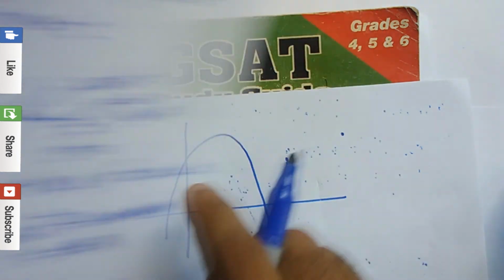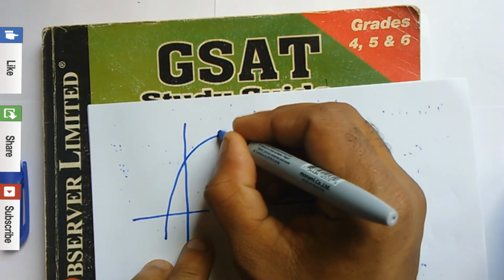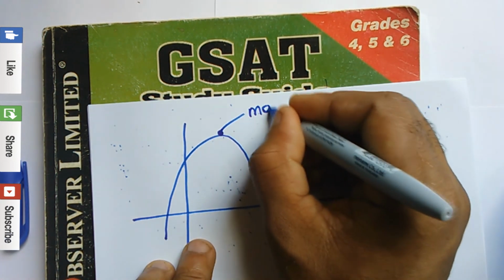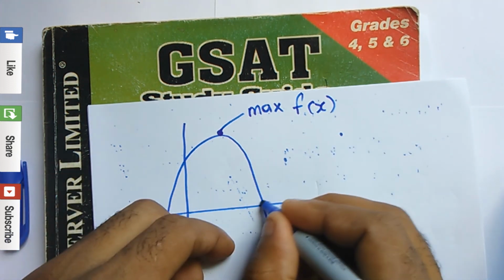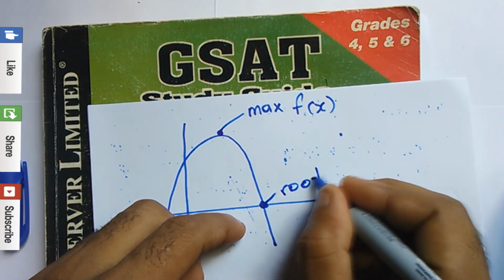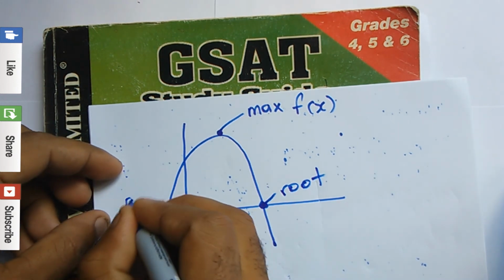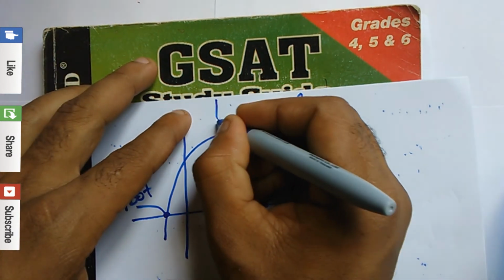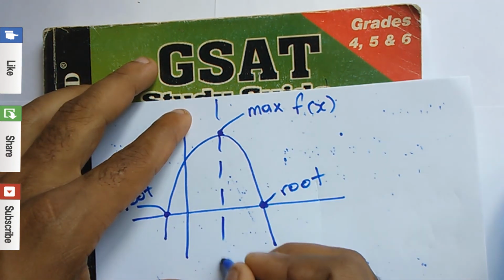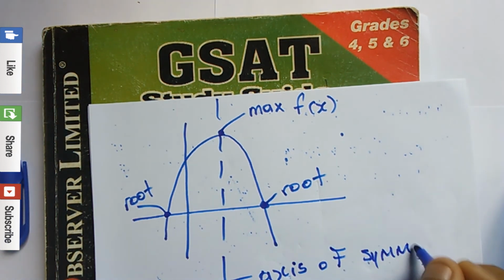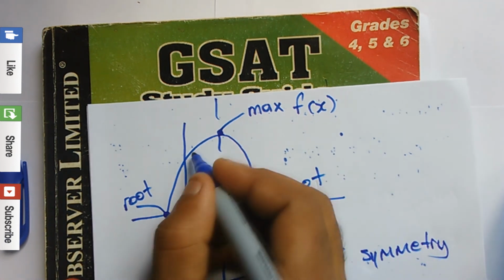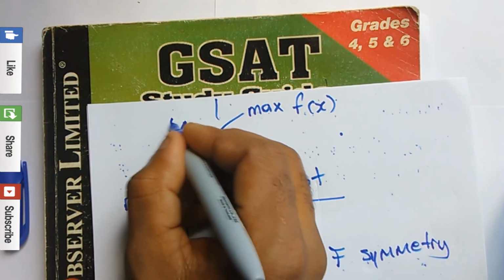So remember, with this graph, we would have a minimum point down here. With this one, it would have a maximum point right here. That would be a max point for f of x. Right here would be a root. Right here would be another root. Down here would be the axis of symmetry. Right here would be the y-intercept.